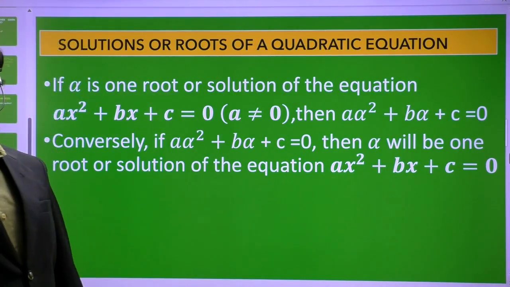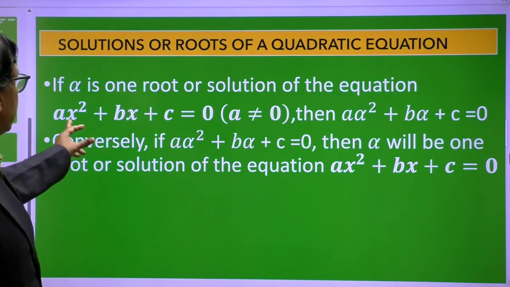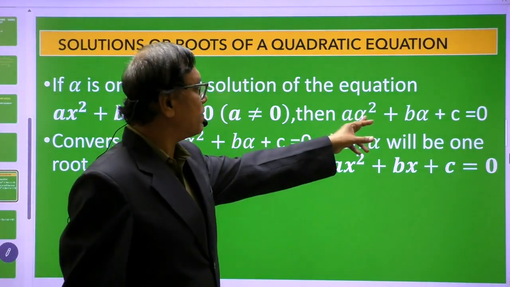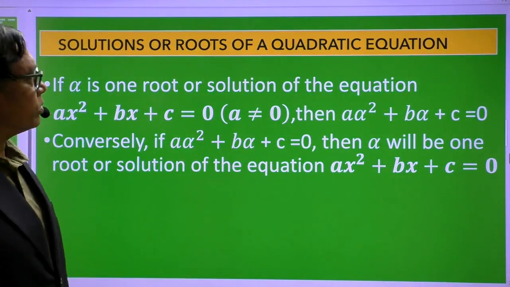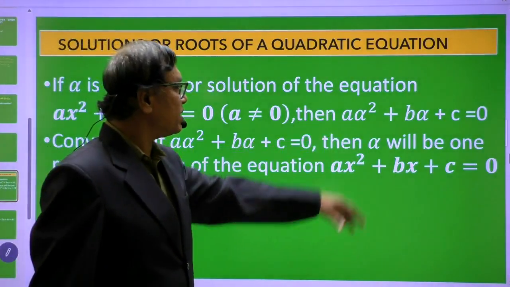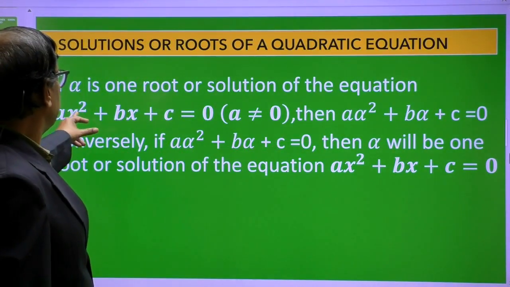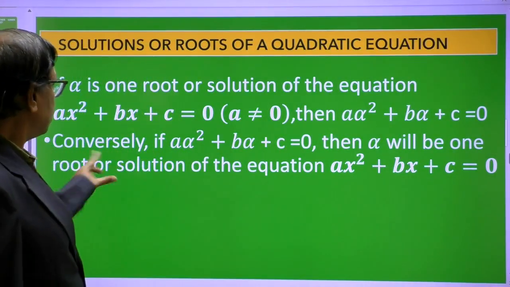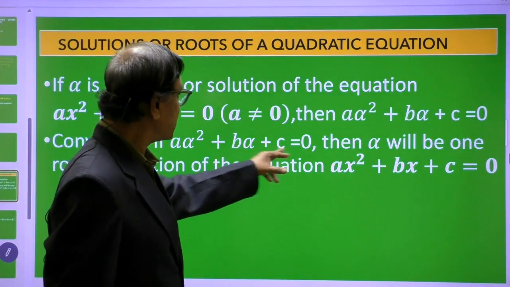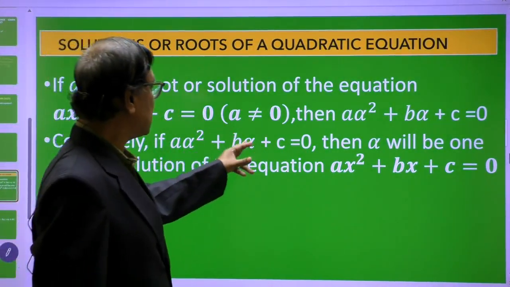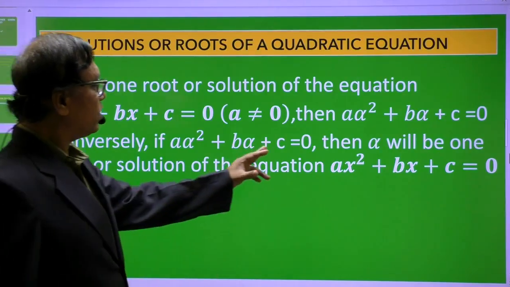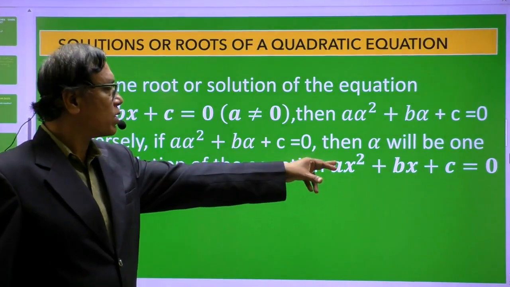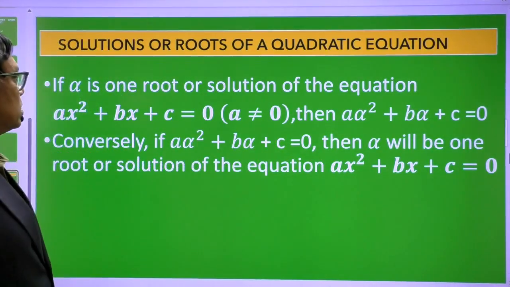If alpha is one root or solution of the equation ax square plus bx plus c equals 0, then we will get one relation, a alpha square plus b alpha plus c equals 0. Very simple. Just replace x by alpha, then you will get this relation. Conversely, if we get this type of relation, that is a alpha square plus b alpha plus c equal to 0, then alpha will be one root or solution of the equation ax square plus bx plus c equals 0. Is it clear?